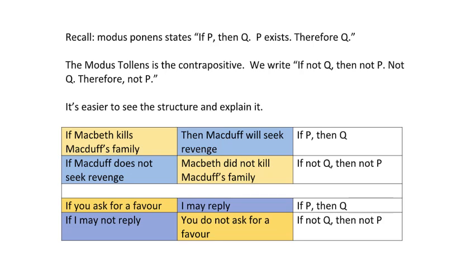But if we want to create the contrapositive, forming a modus tollens argument, we take the last entry, then Macduff will seek revenge, and place it as the first entry, but with a negation. If Macduff does not seek revenge, and then we take the prior statement, event P, place it into the bottom corner here, and negate it. Macbeth does not kill Macduff's family. So we can construct the modus tollens argument. If not Q, then not P. If Macduff does not seek revenge, Macbeth did not kill Macduff's family.